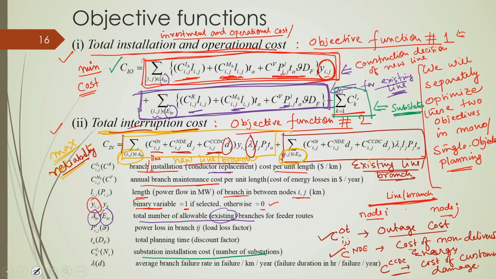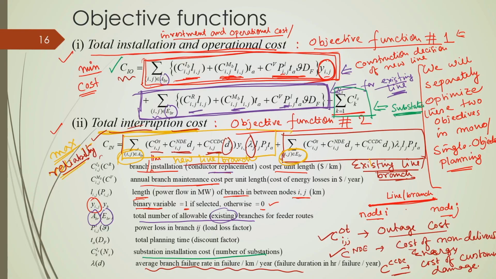So, here you can see lambda and d, these two are the reliability parameters, which we have already discussed in the reliability module. Okay. So, they are functions of lambda and d. Here instead of small r, we represent the repair rate by small d, and this interruption cost is a function of lambda, that is the failure rate, and repair duration for a particular new line or feeder. Now, here we have two objectives, one is CIO and CIN.